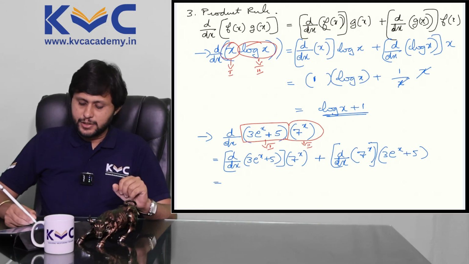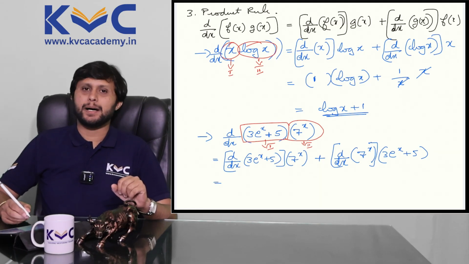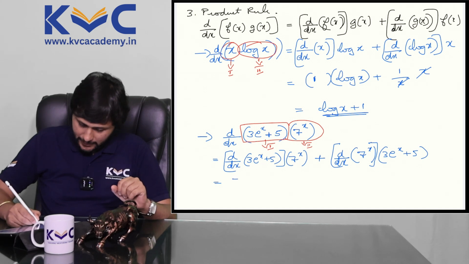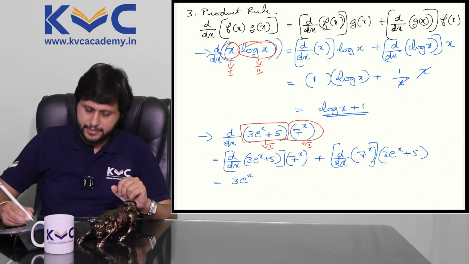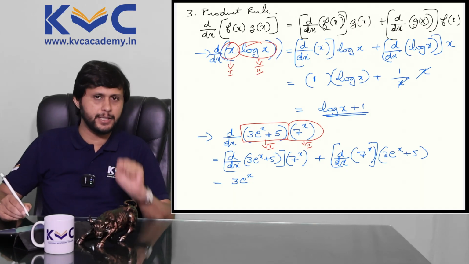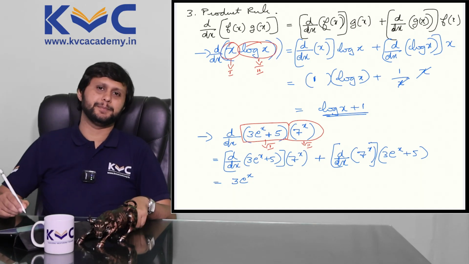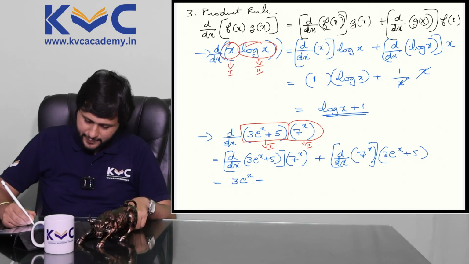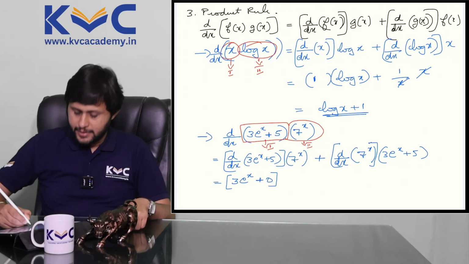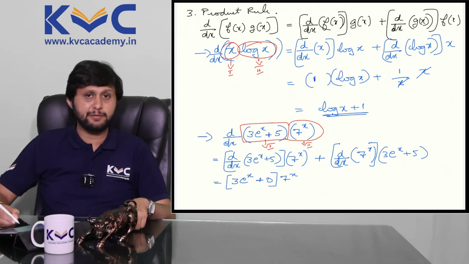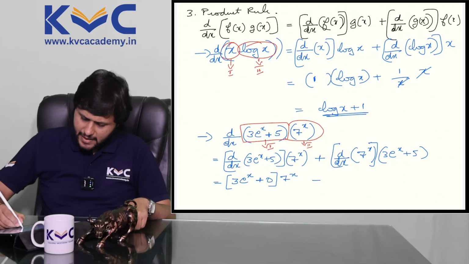Now tell me differentiation of 3 e to the power x. So 3 should be kept outside. Differentiation of e to the power x is e to the power x. Perfect. That is constant rule. Differentiation of 5. Constant. Constant differentiation is 0. Bracket. Don't miss. 7 to the power x as it is. Second function as it is.